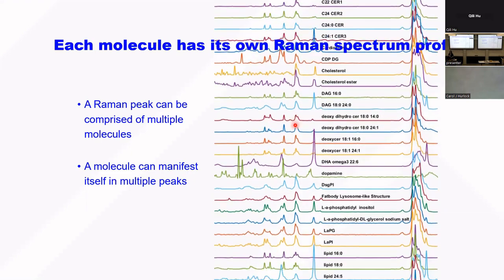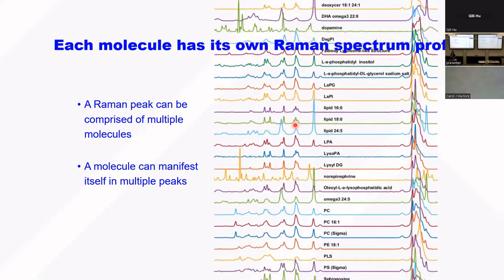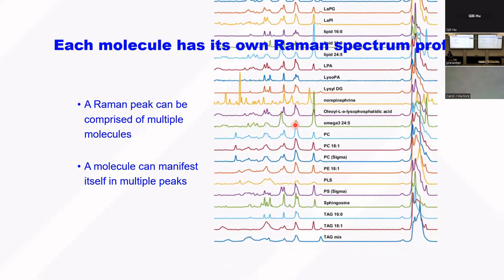For example, we are familiar with cholesterol. Cholesterol molecules generate a specific Raman spectrum. If it's 100% purified cholesterol, we can see on top that there is a Raman spectrum for cholesterol. Omega-3, yes, you can measure omega-3 to generate another Raman spectrum.